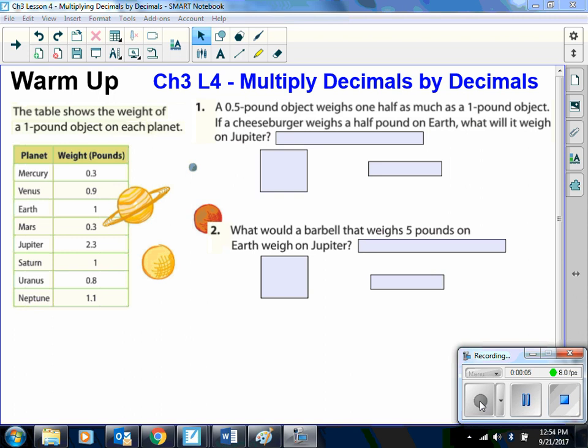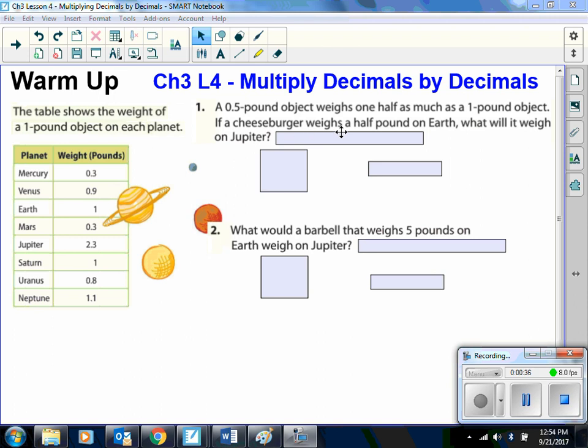Right, so Chapter 3, Lesson 4 is multiply decimals by decimals, okay? On the warm-up, it says here, the table shows the weight of a 1-pound object on each planet. So these are all the planets, and these are the weights of a 1-pound object. Number 1 is just a statement: a 1/2 pound object weighs 1/2 as much as a 1-pound object, correct? Okay, so that's just a statement.